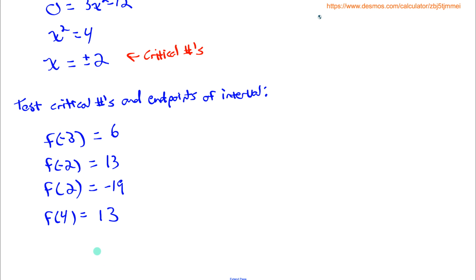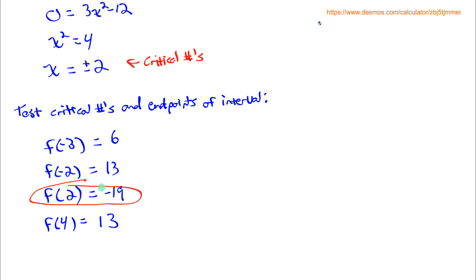So what is the absolute min value? What's the lowest the function ever goes? The lowest the function ever goes is at the point 2, -19, within that domain anyway. So this is our absolute min. So absolute min at 2, -19.